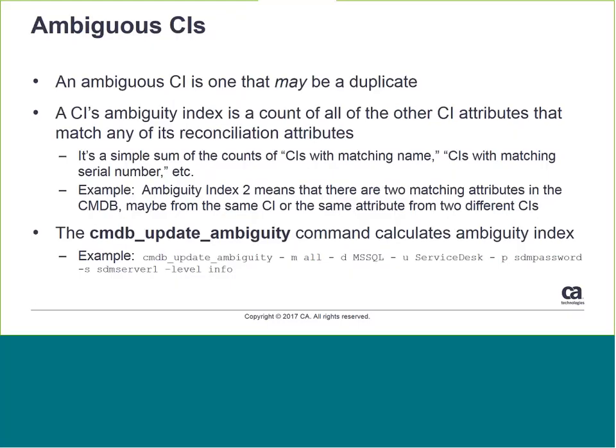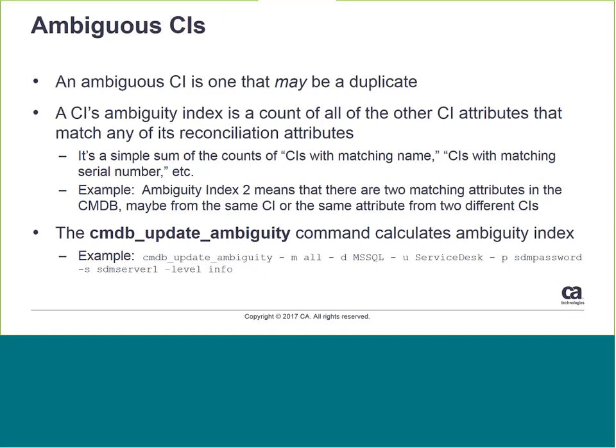The TWA also allows for what we call ambiguity checks. This is where the system can identify the potential that a CI transaction has for being a duplicate. And it does this through a very simple metric. When you run the command to generate an ambiguity index, it just assesses, for any given CI, how many attributes of that CI are shared by other CIs in the CMDB. The example I have here is a good one. Ambiguity index 2 means that there are 2 matching attributes in the CMDB, either from the same single CI in the CMDB or one attribute from 2 different CIs. So it's not telling you why it's ambiguous. It's just giving you this overall score.